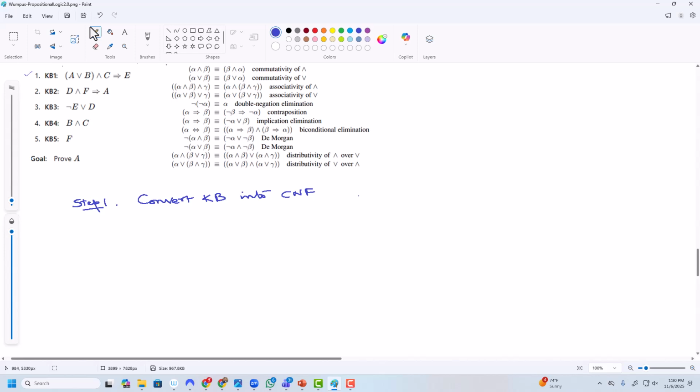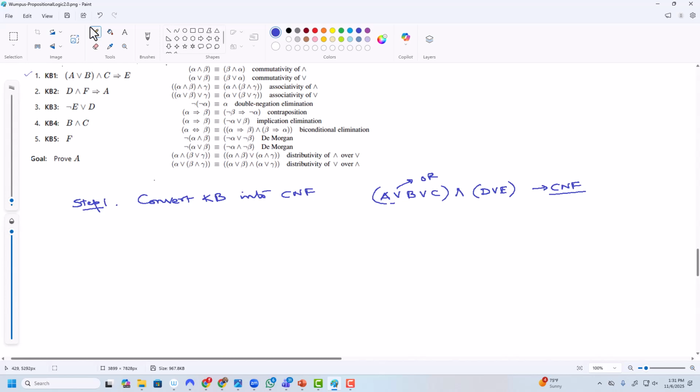CNF form is the conjunctive normal form. Let's say A or B or C. This is one clause where the literals are connected by or. Okay, so this is a disjunction. And then the clauses are connected by and. Let's say D or E. So this is a CNF form, conjunctive normal form.